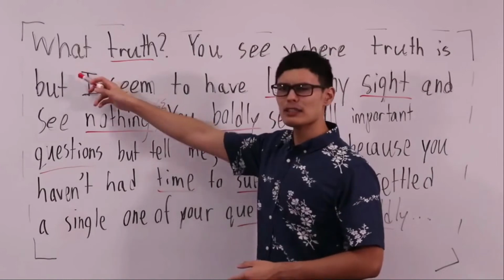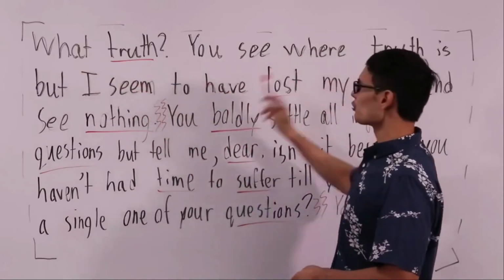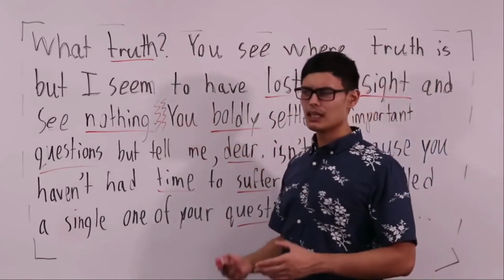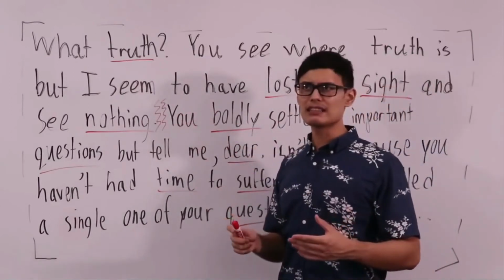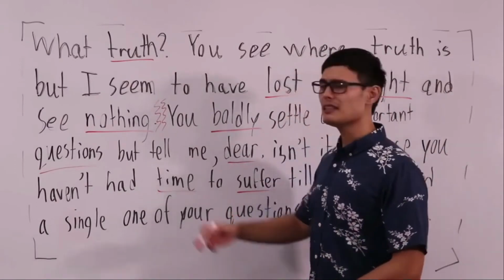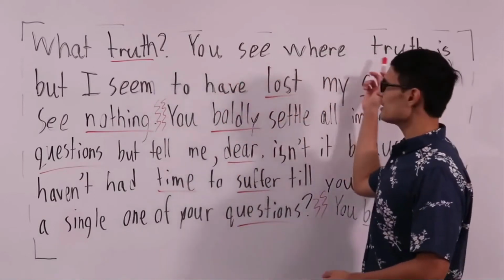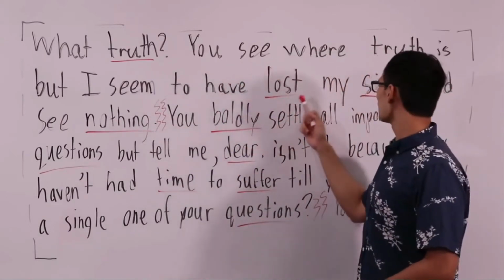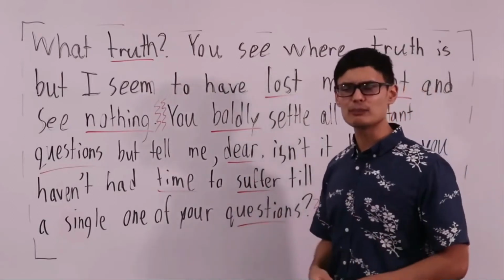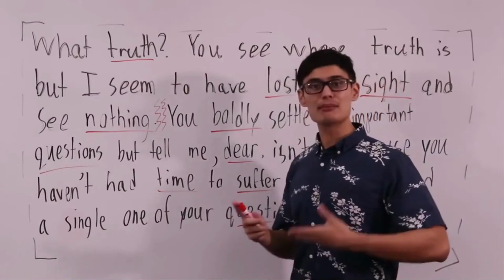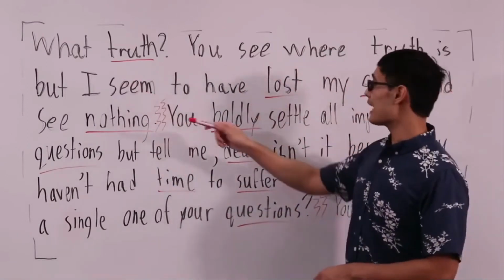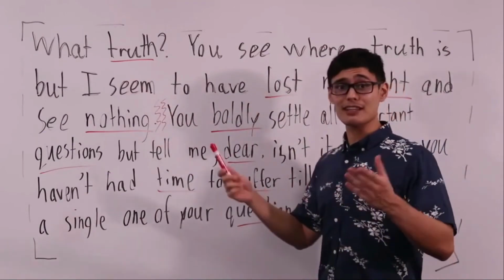So you could say, "What truth? You see where truth is, but I seem to have lost my sight and see nothing." In one way, you could see, maybe she's sad. "What truth? You see where truth is, but I seem to have lost my sight and see nothing." Or maybe she's just being sarcastic, trying to mock him. "What truth? You see where truth is, but I seem to have lost my sight and see nothing."